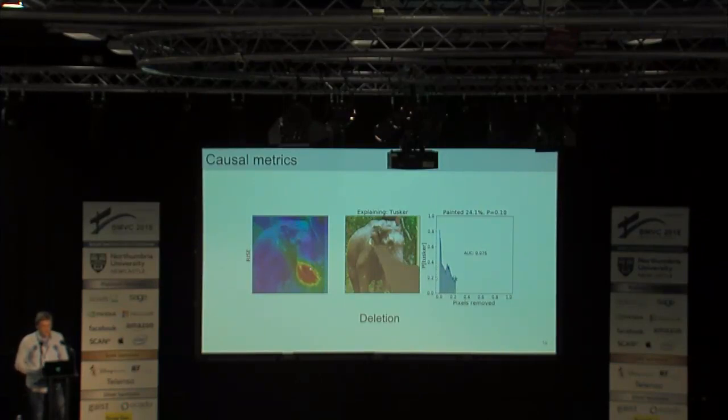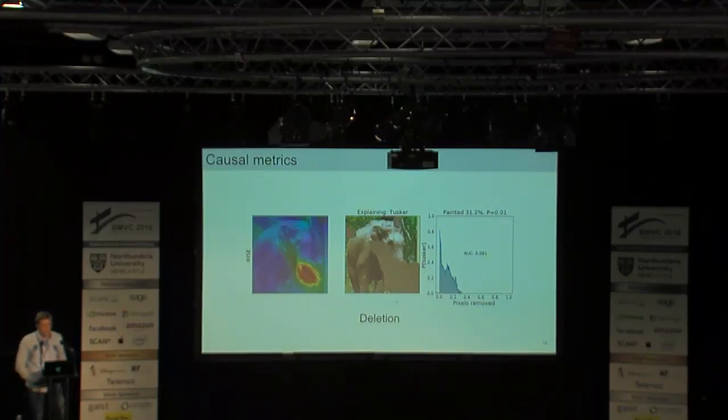And what you do to compute the metric is you start removing salient pixels one by one. First you remove the most salient, then the next one, then the next one, and so on. And all this time you observe how the probability for the tasker class drops. You do this all the way till you get the completely gray image, and you compute the area under the curve for the final score.